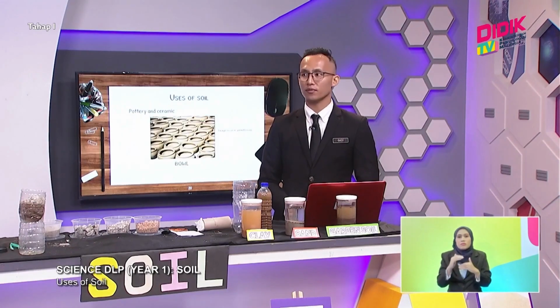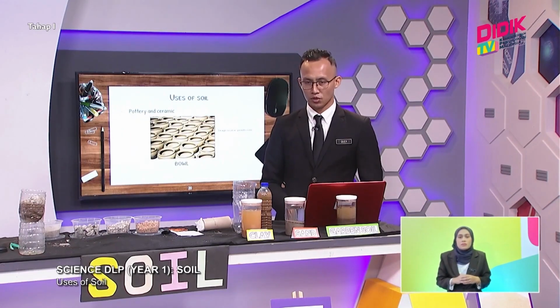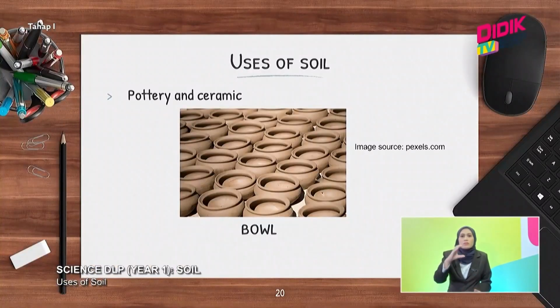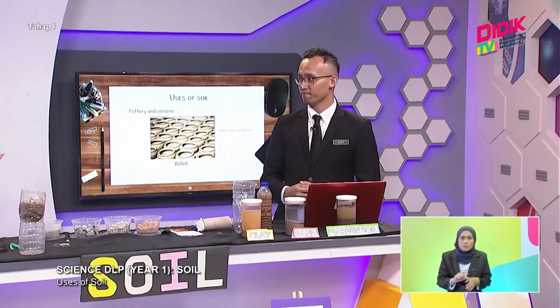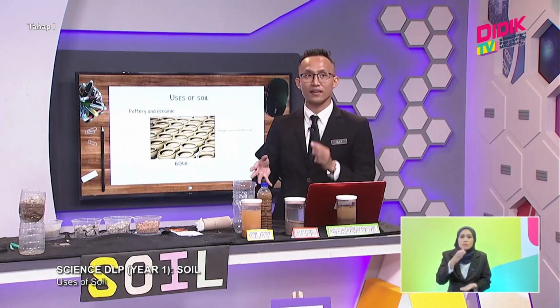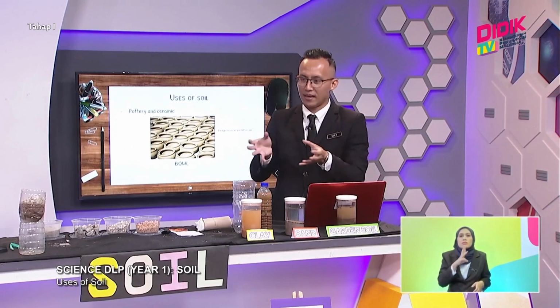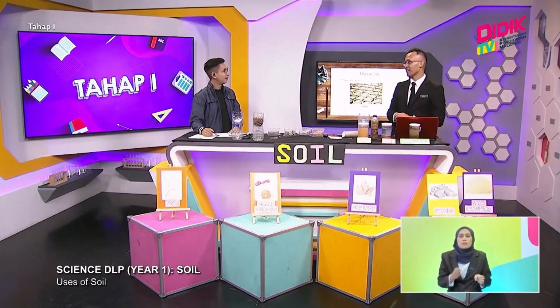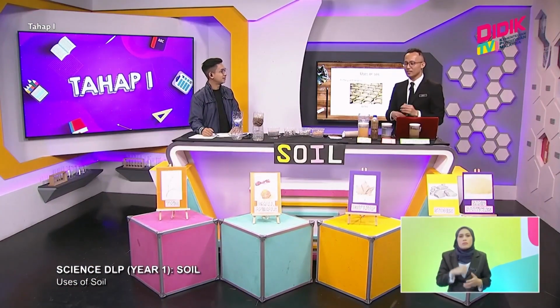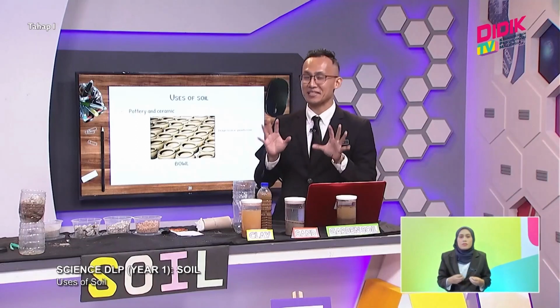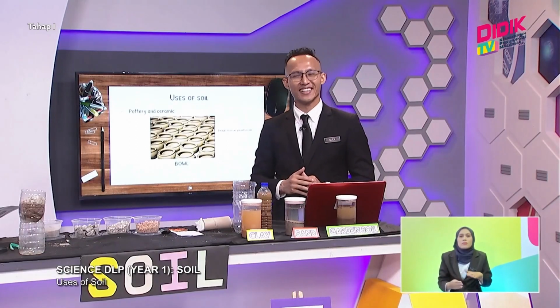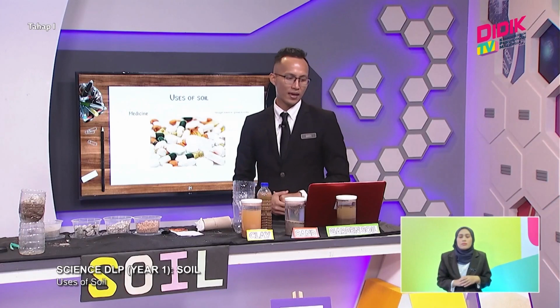Next, we have pottery and ceramic. Besides construction and buildings, soil is also used to make pottery and ceramic, for example bowls and vases. They just mix the clay and the water together, then form the base, the shape of it, and let it dry. Actually, it requires more technology than that, but this is the basic of it, clay and soil.